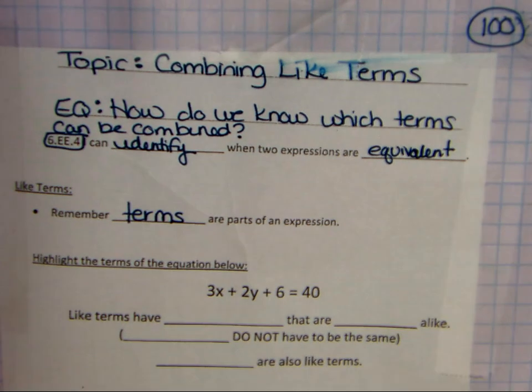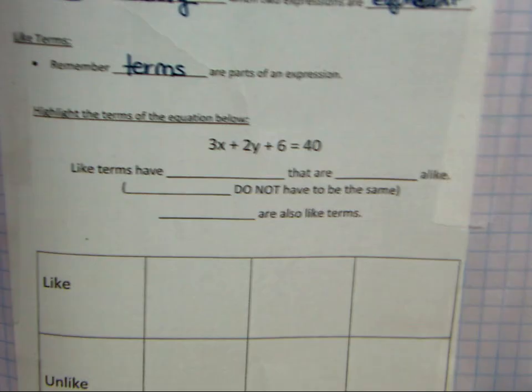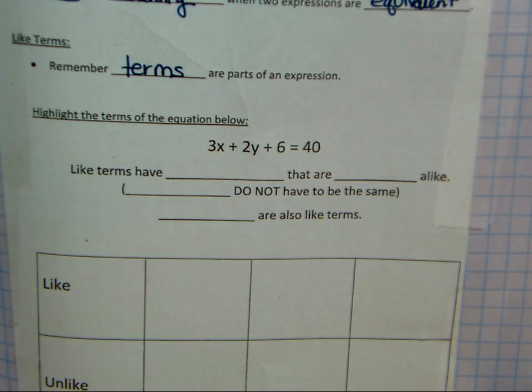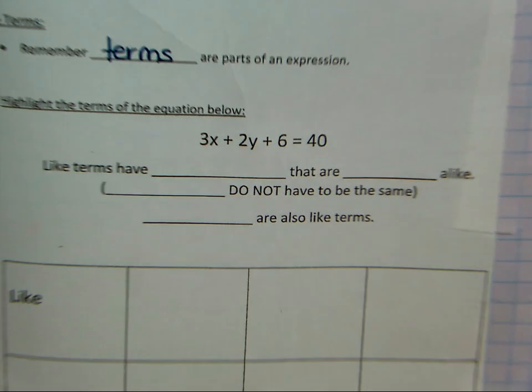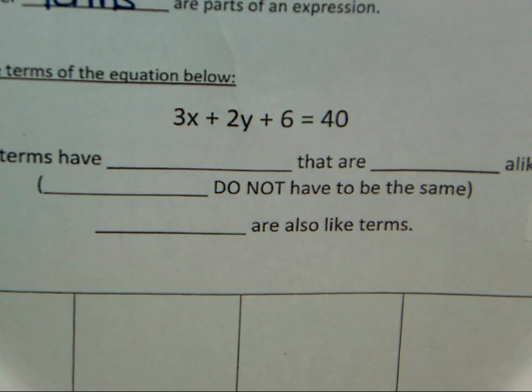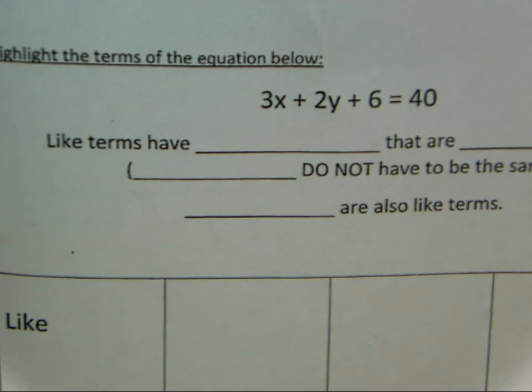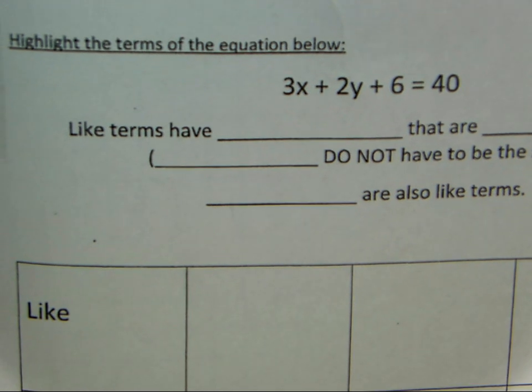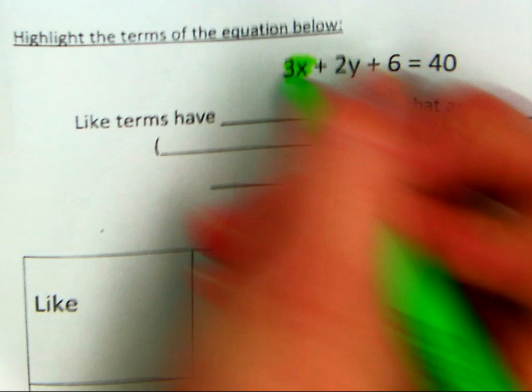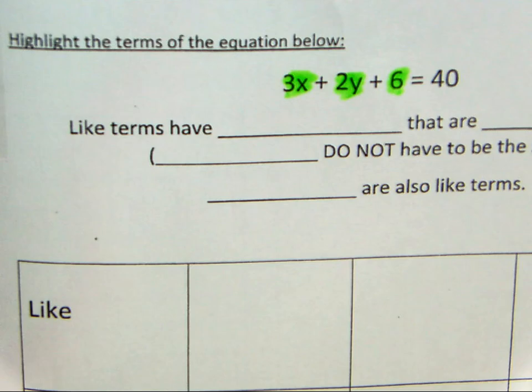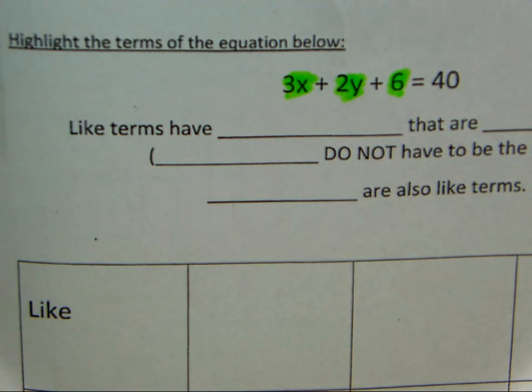And the first thing I'm going to do is mark and identify in this equation the various terms within the equation. And we know that's an equation because there is an equal sign. And remember that equations are made up of expressions. Expressions are made up of terms. Terms can be variables, constants, coefficients. So in this case, we have 3 different terms.